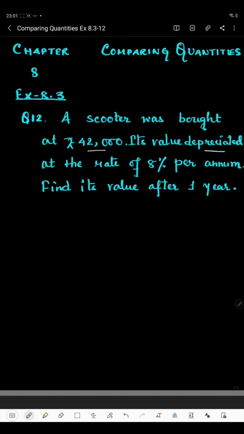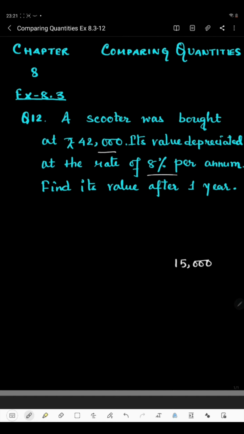Its value depreciated. Now depreciated means a decrease in the value of anything over time, okay? Suppose we have purchased a mobile of rupees 15,000, and after using, its value gets depreciated. Similarly, here a scooter was bought at rupees 42,000. So after using it, the value gets depreciated, and it is depreciated at the rate of 8% per annum.